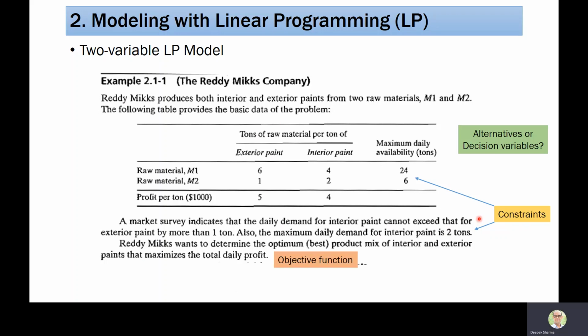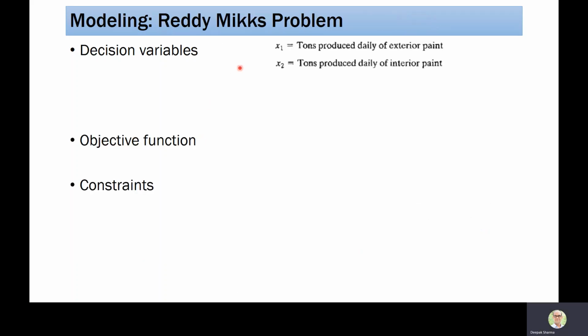What is the objective function? As we have discussed, we want to maximize the total daily profit. Understanding this particular problem, let us write the LP model. As we understood from the objective function, the tons produced daily of the exterior paint will become variable x1, and the tons produced daily of the interior paint will become x2.